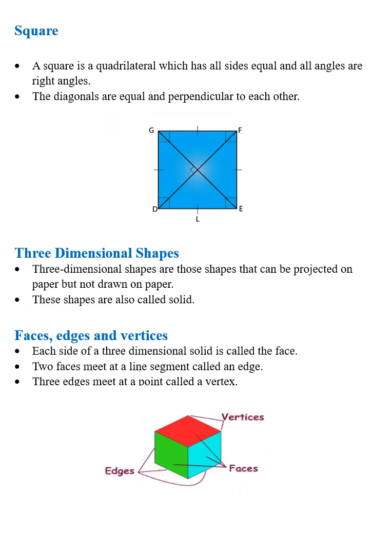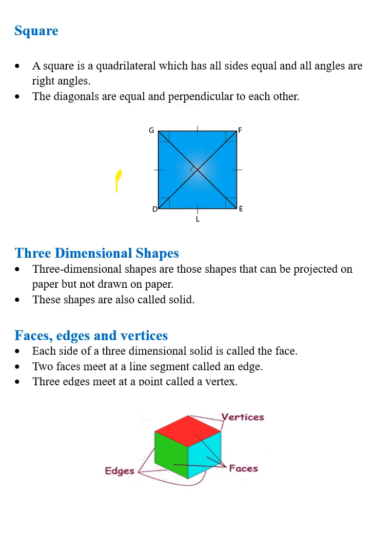Next is a square. A square is a quadrilateral which has all sides equal and all angles are of 90 degrees. The diagonals are equal and perpendicular to each other. And this is a figure for a square. All the sides are equal in a square, all the diagonals are equal and even perpendicular to each other, and all angles are right angles or 90 degrees.